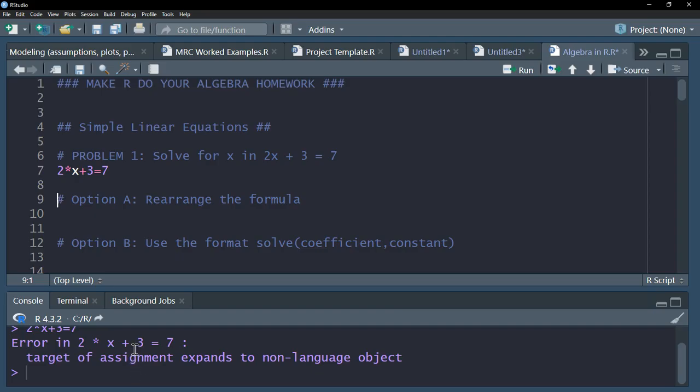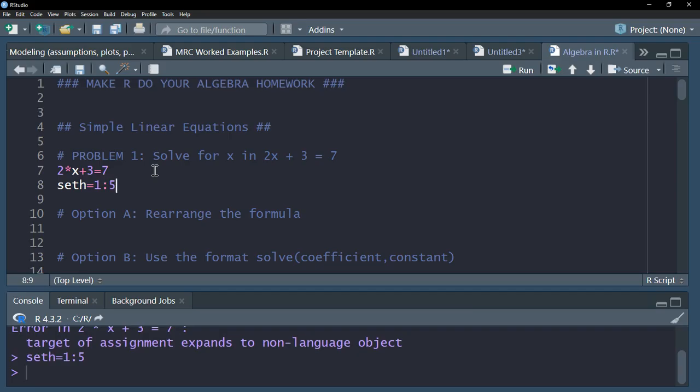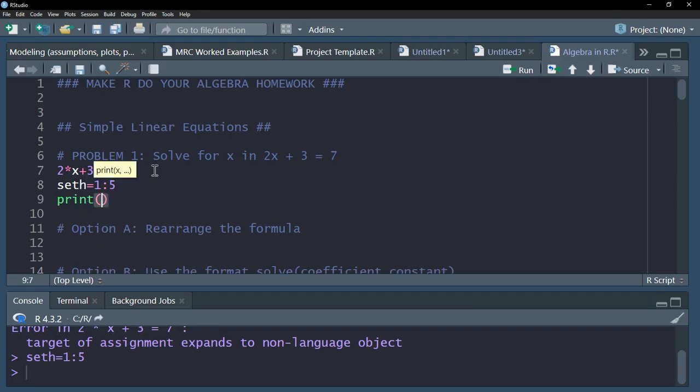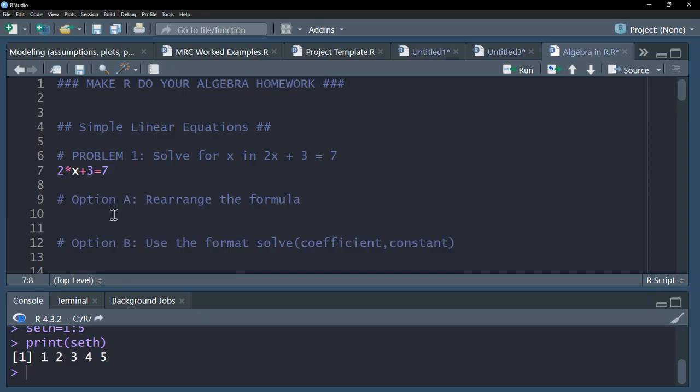The problem here is that equals in this case is referring to an assignment. In R, the primary way you want to think about the equal sign is as assigning something. So, for example, if we said Seth equals 1 through 5, we run that. If we say print Seth, what is Seth? It's going to say 1, 2, 3, 4, 5, because we've assigned Seth to mean that. So the equal sign is serving not exactly the same kind of function as you might typically be thinking. So it's not going to be as intuitive as something like MathPapa.